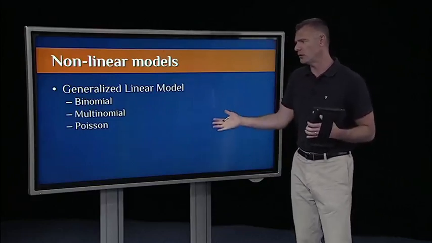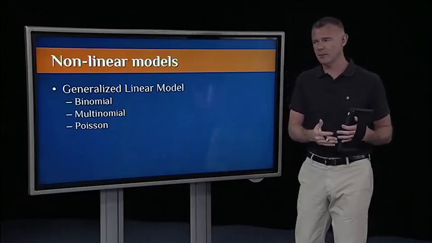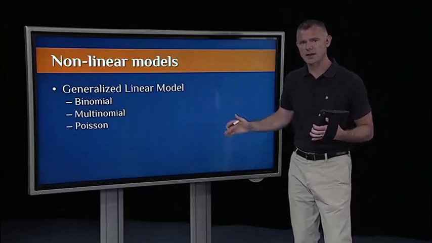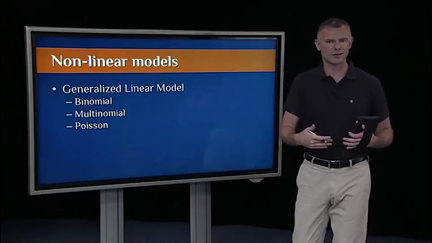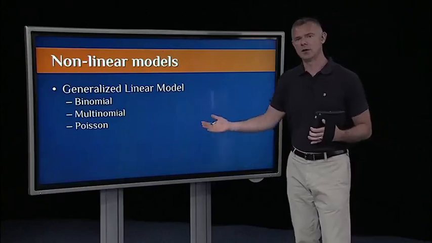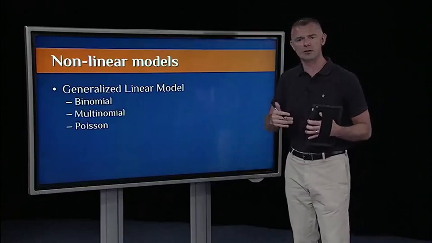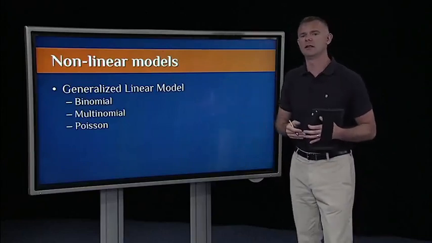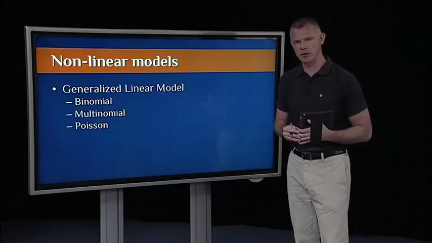And I showed you just a few examples of that, the binomial or binary logistic regression example, then the extension of that into the multinomial logistic regression, and then finally a Poisson regression, because that's another common nonlinear model. But that generalized linear model allows you to move beyond the general linear model and test for more complex regression models.